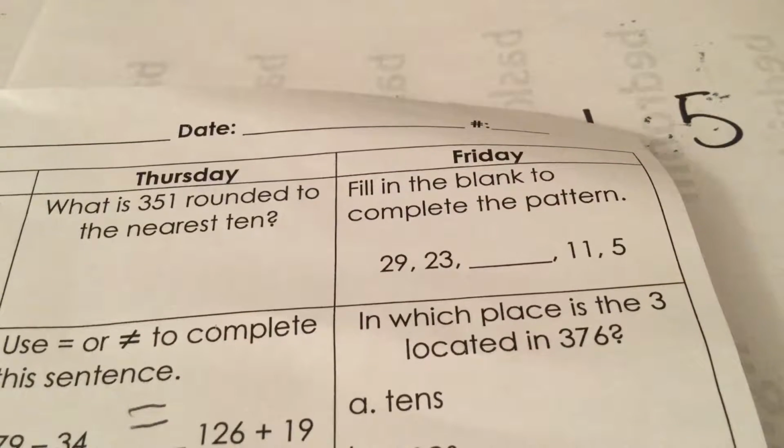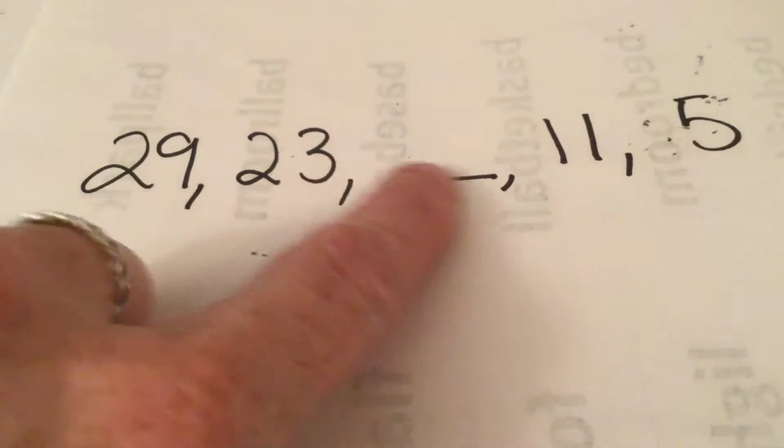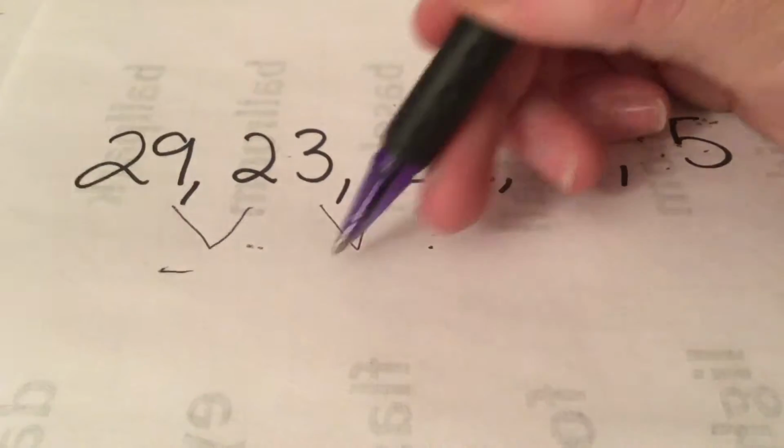So number 1 says to fill in the blank to complete the pattern. The first thing I want to ask you is, is the pattern getting bigger or smaller as it goes? It's getting smaller, right? So that means that I must be doing some sort of subtraction. I just need to figure out what that subtraction is.